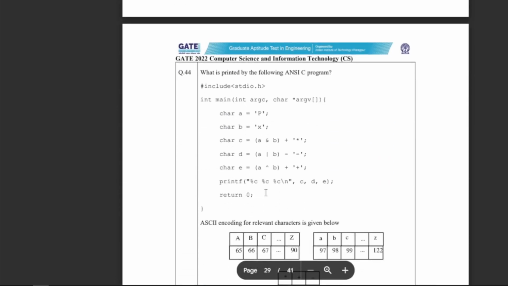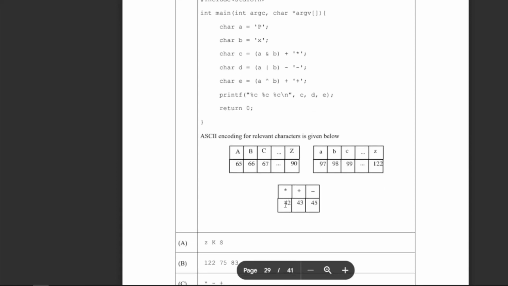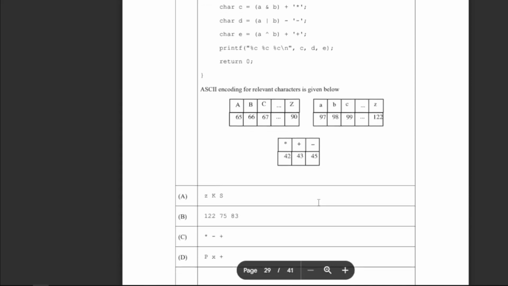Now the next question is 44. What is printed from the below program? So this is the program, right? Character A equals P, B, C, and it says the ASCII encoding for the relevant characters is given below. So for capital A, the ASCII value is 65. For small a, it is 97. You can also remember these because they are sometimes very handy. For asterisk, it is 42, plus it is 43, and minus it is 45.